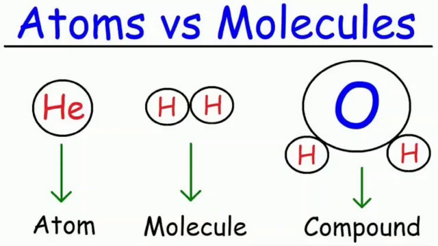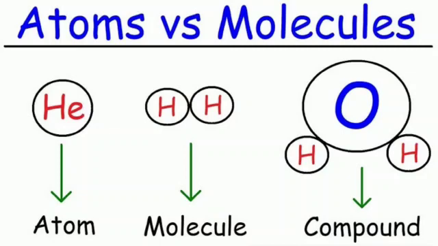Atoms of the same kind form a molecule of an element. For example, two hydrogen atoms combine together to form a molecule of an element, whereas atoms of different kinds, like two hydrogen atoms combined with one oxygen atom, form a molecule of a compound. So always remember that molecules of elements contain the same kind of atoms and molecules of compounds contain different kinds of atoms.